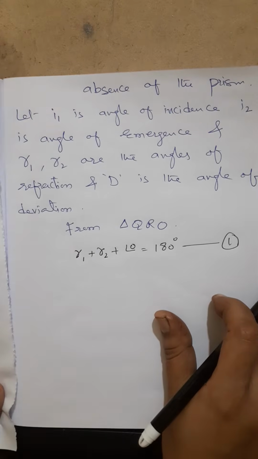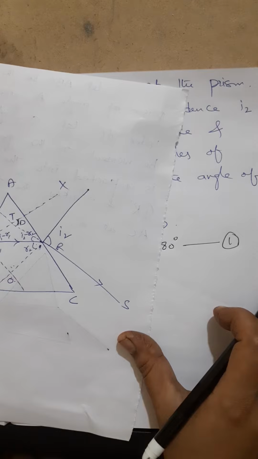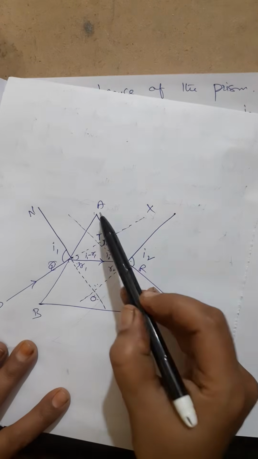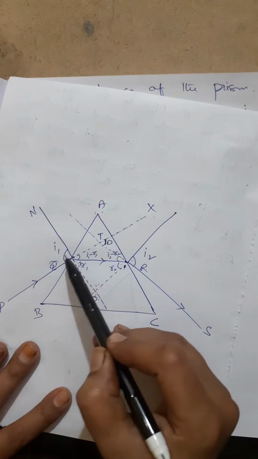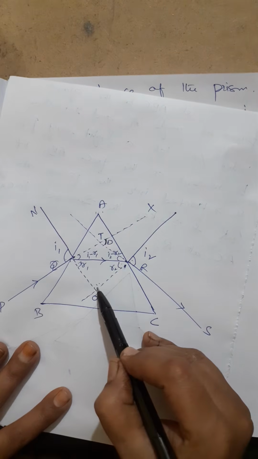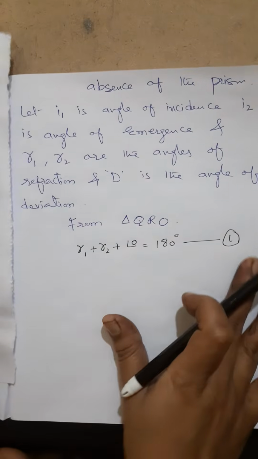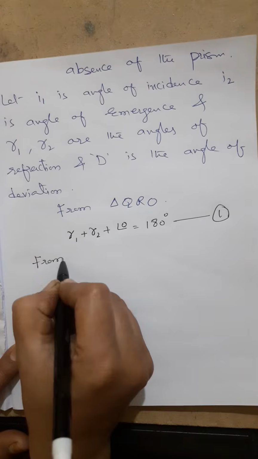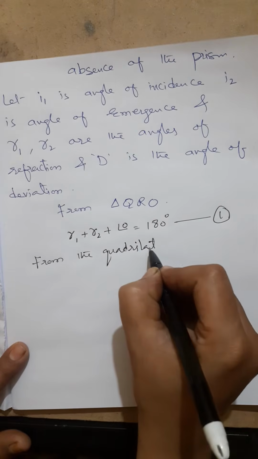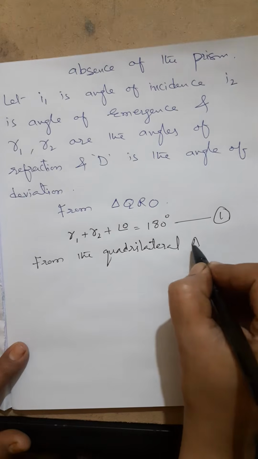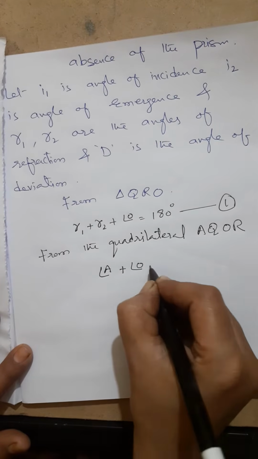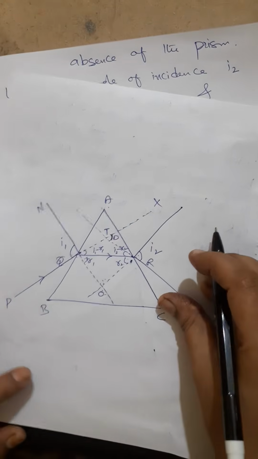Now from the quadrilateral AQOR, by the properties of a quadrilateral, angle A plus angle O is equal to 180 degrees.